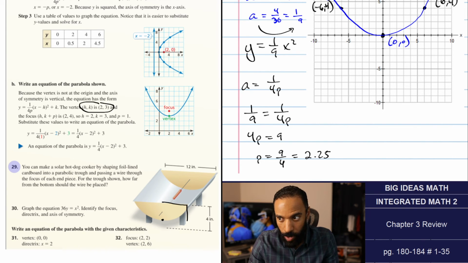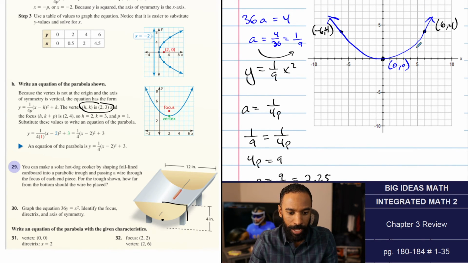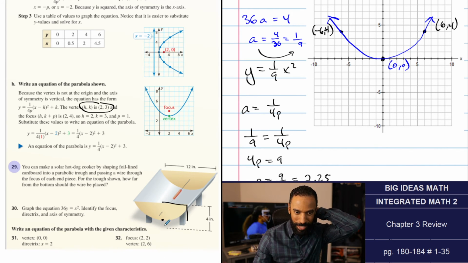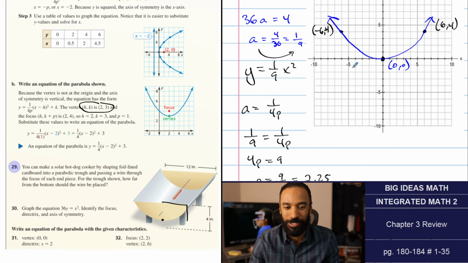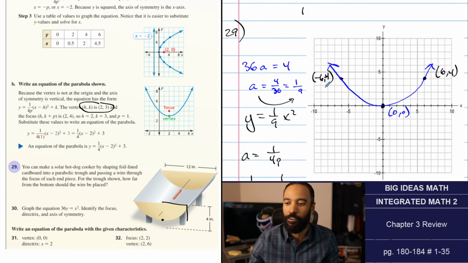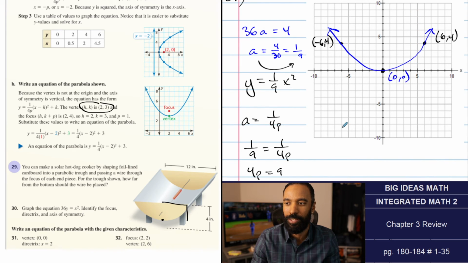If it's the bottom of the trough, and they're talking about the wire from the hot dog, so I'm guessing that the bottom of the thing is the same as the bottom of the stand, and my eyes just deceive me because there's a shadow underneath there, and the 4 clearly goes to that shadow. Anyway, how far? 2.25 from the bottom should be the focus. 1, 2, 2.25. Here's your focus at 0, 2.25.